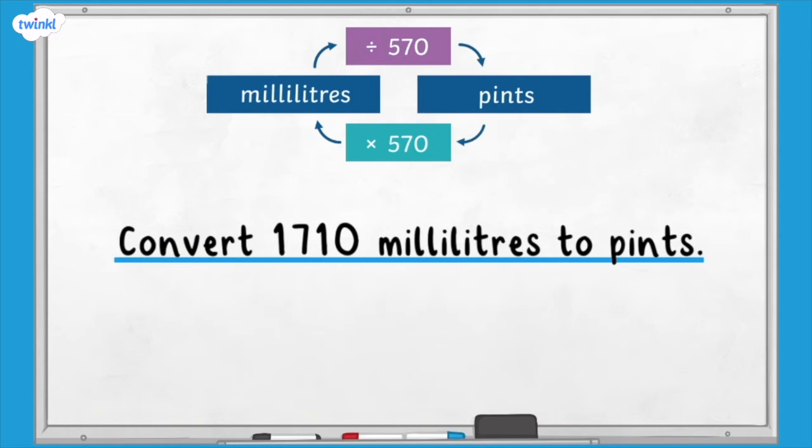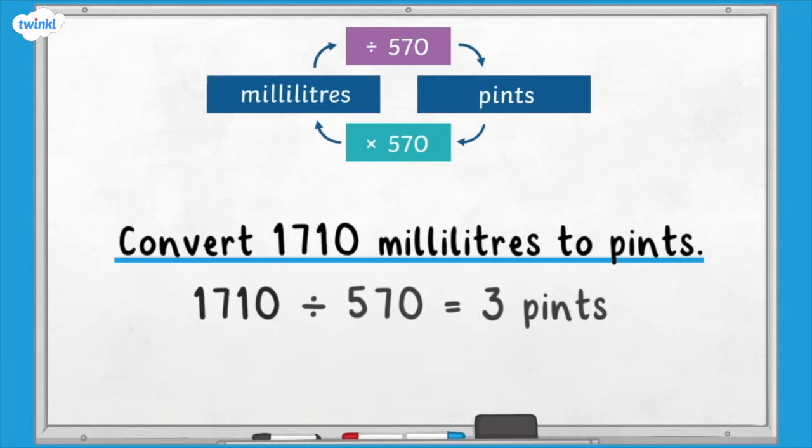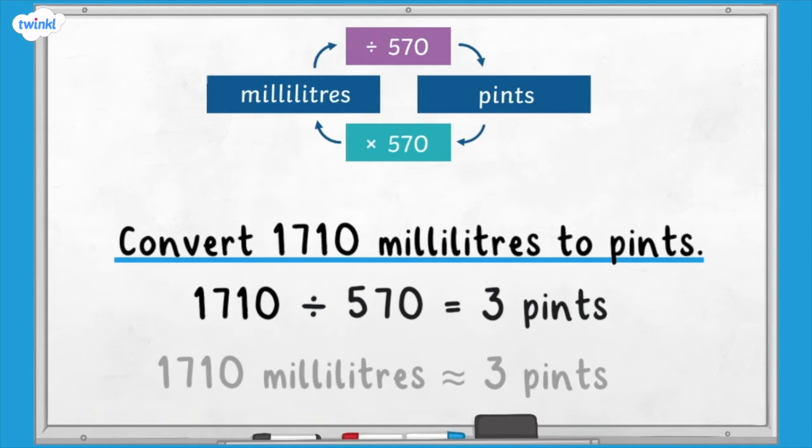For example, to convert 1,710 millilitres to pints, we would divide 1,710 by 570, which equals 3. We would say that 1,710 millilitres is approximately equal to 3 pints.